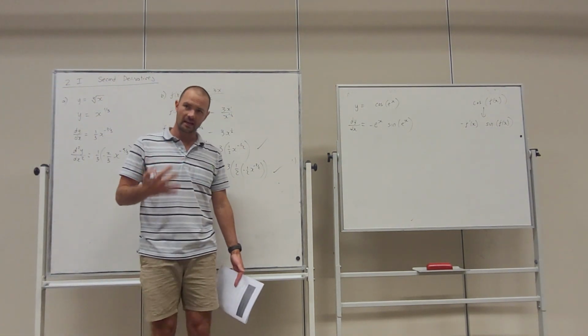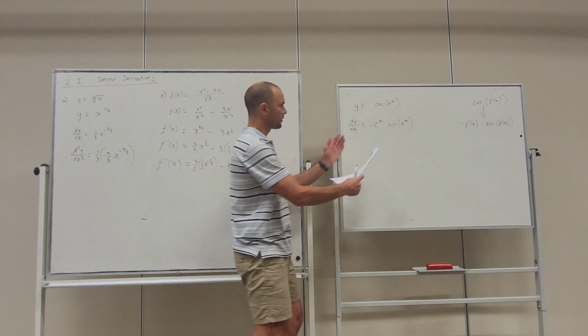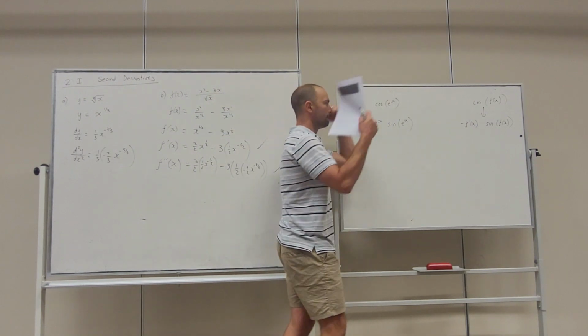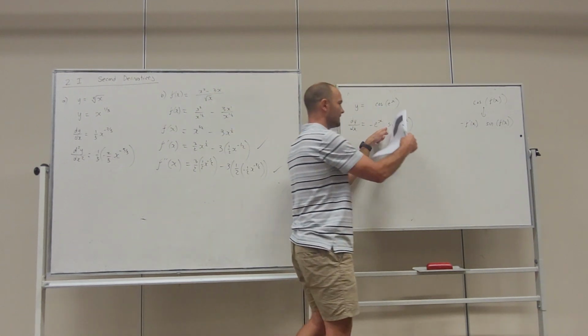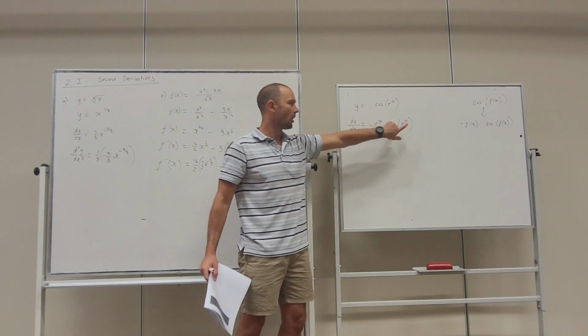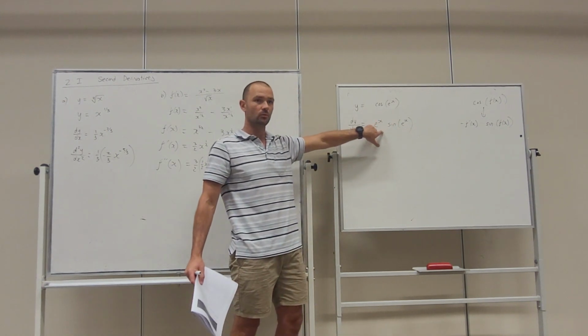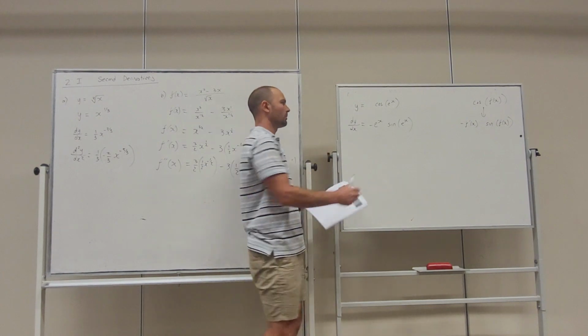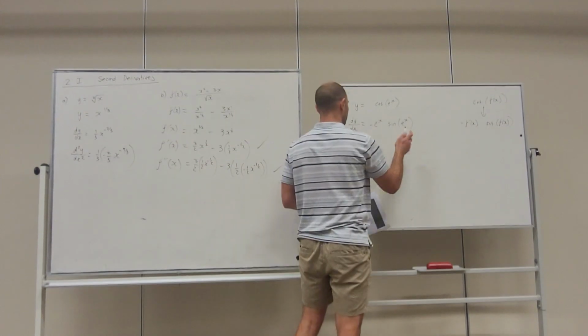That's our first derivative. But in order to obtain the second derivative, we're looking here, I've got minus e to the x multiplied by sine of e to the x. Minus e to the x times sine of e to the x. This is a product rule. We have two functions multiplying one another. U times v.